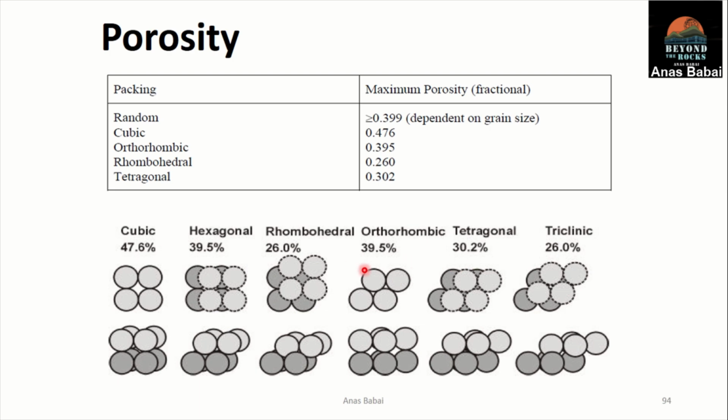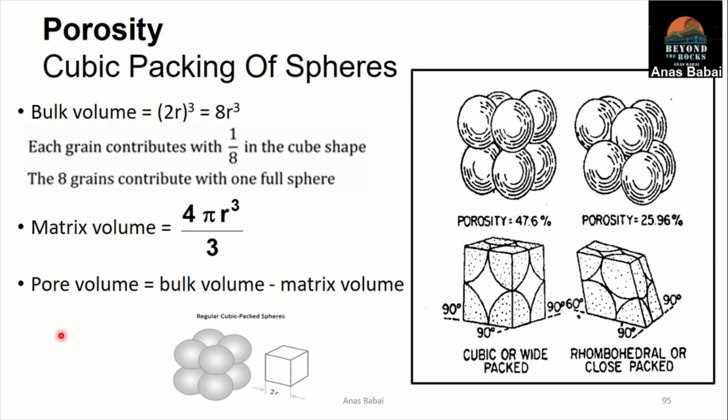and these are theoretical calculations, because in reality it's almost impossible to find particles or grains which are similar in shape and size. So those values are theoretical values. Now let us see how we can find this value, the 47.6%, based on the mathematical calculations, and that will help us to understand the concept better.